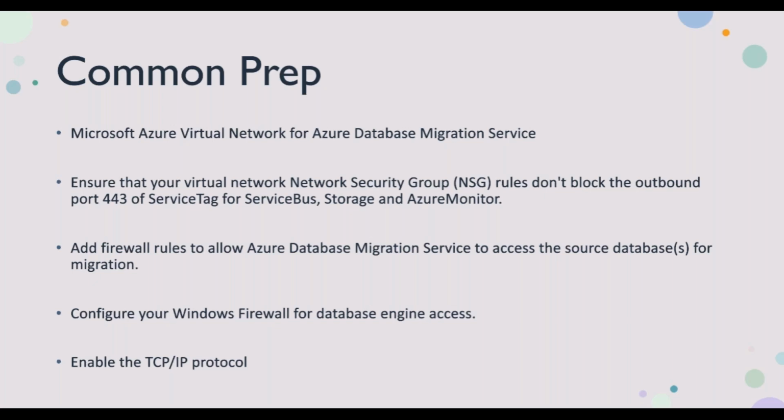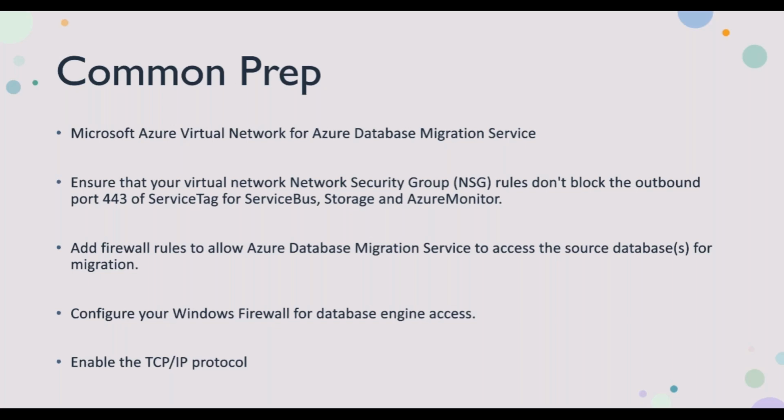So we need to ensure that our virtual network security group is not going to block the outbound port that our data services are going to move through. We need to be very sure that it is not blocked for the services that are exclusively for Service Bus, Storage, and Azure Monitor. These three things will come in through this port to monitor everything and do the movement smoothly.